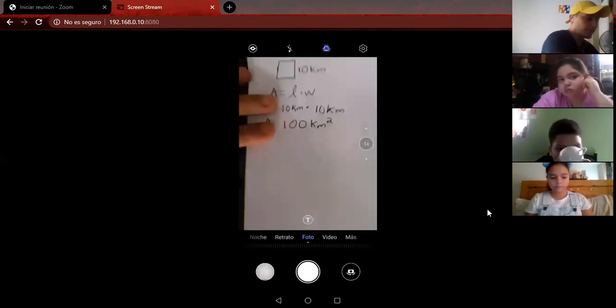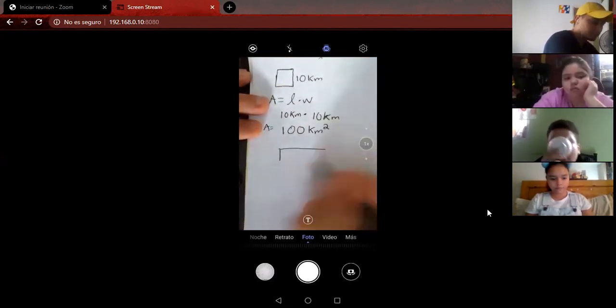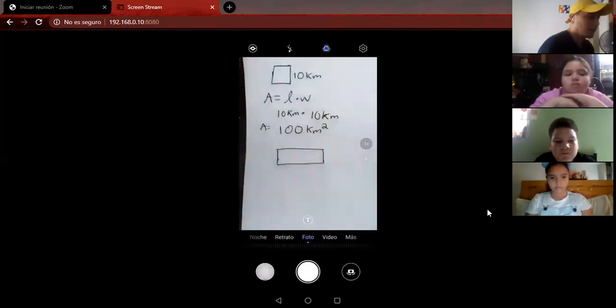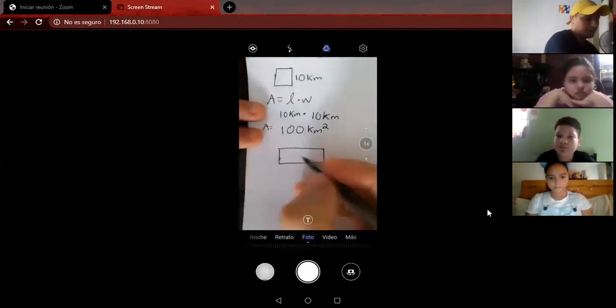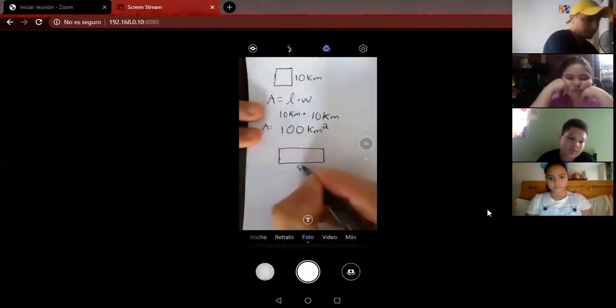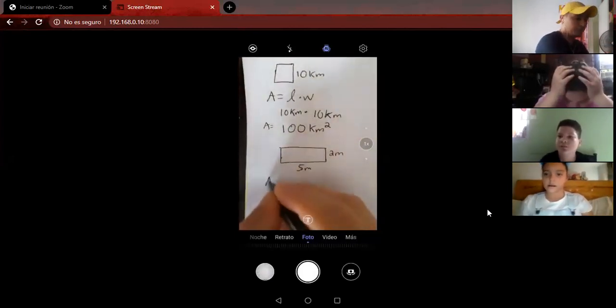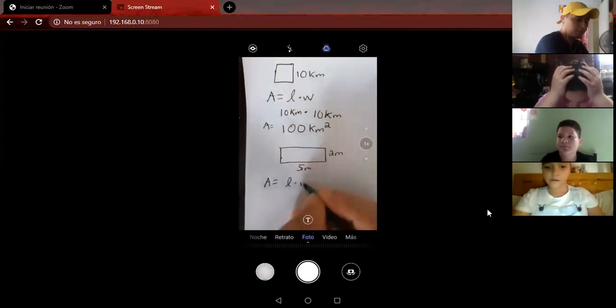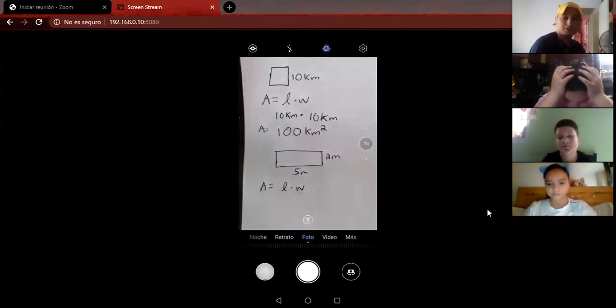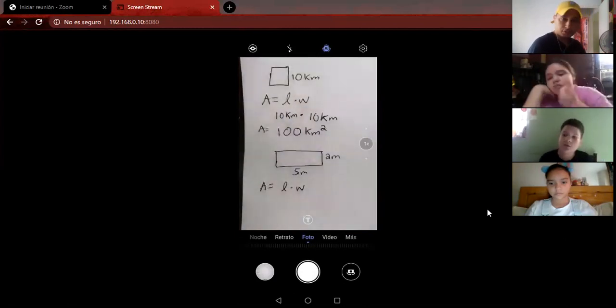Let's do another one, but in this case, a rectangle. I have this rectangle and maybe I can give you 5 meters over here and in here just 2 meters. Now, once again, I'm going to put my formula. It's length times width. ¿Por qué la pongo? Porque de esa manera yo tengo que buscar length y tengo que buscar width también. El mister dijo que length es largo y width es mi ancho.